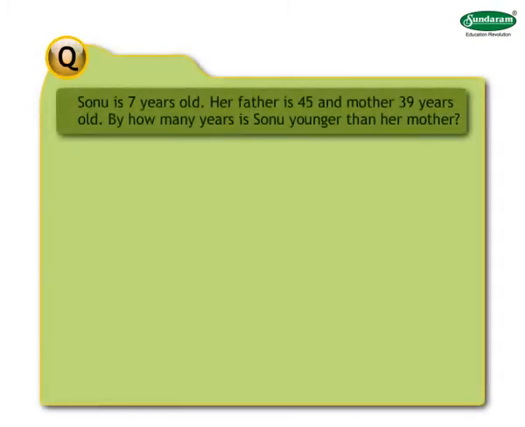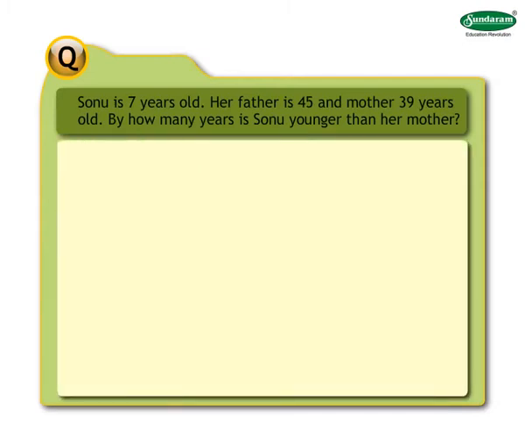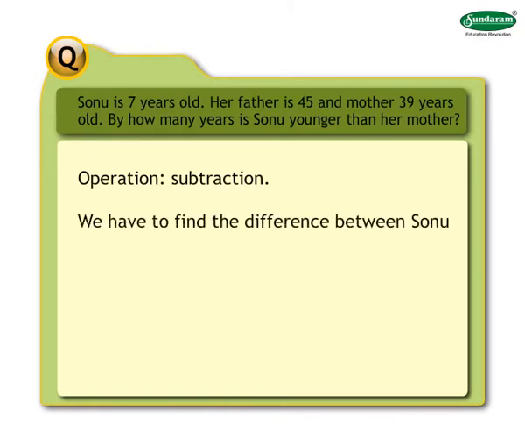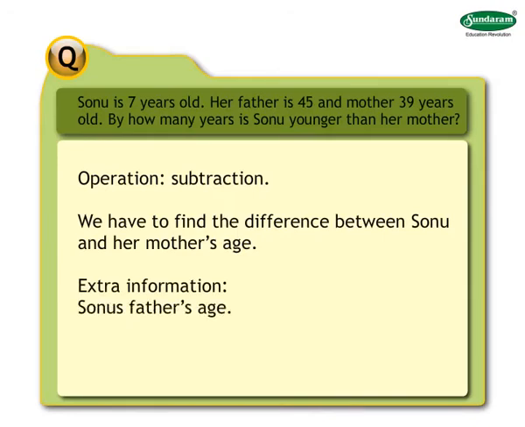Question. Sonu is 7 years old. Her father is 45 and mother 39 years old. By how many years is Sonu younger than her mother? Solution. The operation to be performed is subtraction. We have to find the difference between Sonu and her mother's age. So, the extra information is Sonu's father's age.